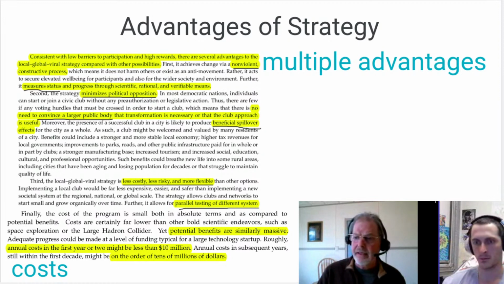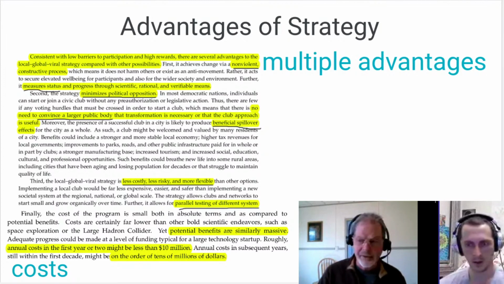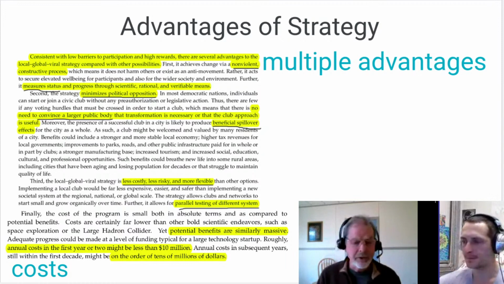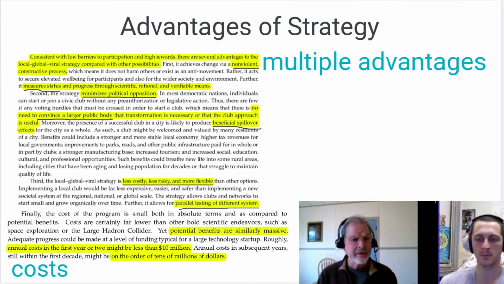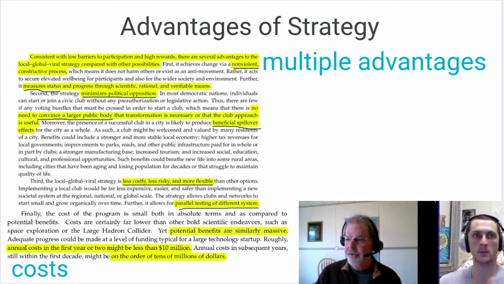Again, because the clubs are operating in that middle ground, that minimizes political opposition. As I said, any group can form a club, so you don't need a city's approval for this. You don't need a nation's approval for this. This is just a civic club. So a civic club can start nearly anywhere in most countries, or in most democratic countries.